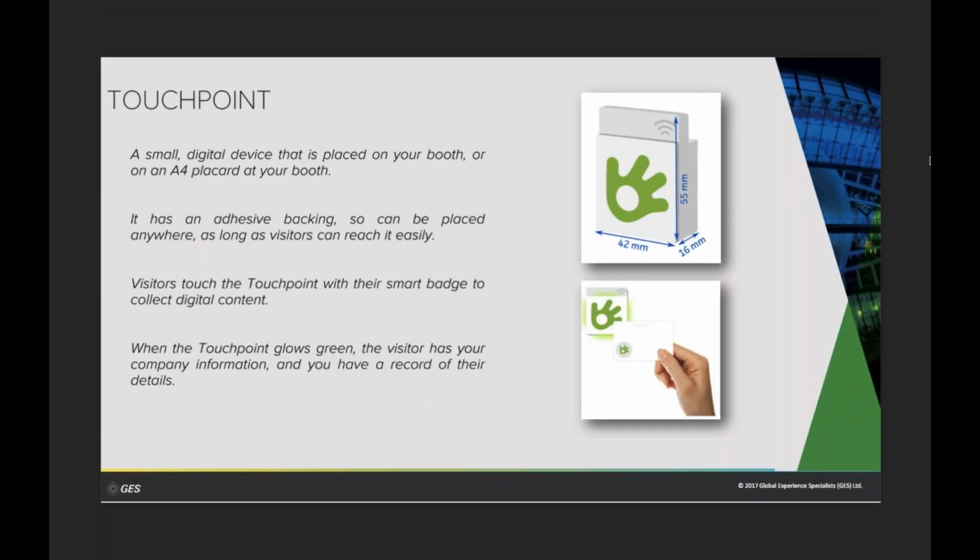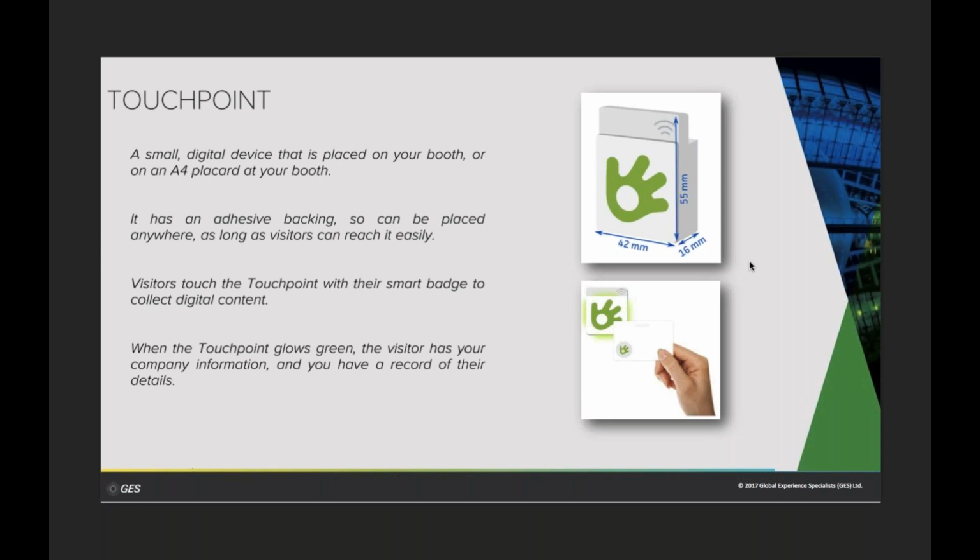To begin with, the touchpoint. So the touchpoint is a small digital device that is placed on your booth or on an A4 placard at your booth. On the right-hand side here, you have the measurements of the touchpoint if you wish to make your own design to stick the touchpoint on. It has an adhesive backing, so you can place it essentially anywhere as long as it is not on metal or screens, as this interferes with the near-field communication technology.